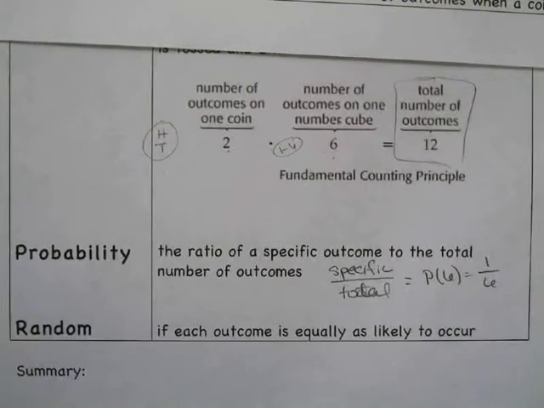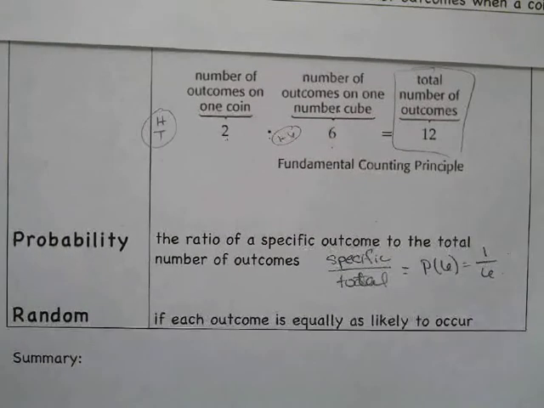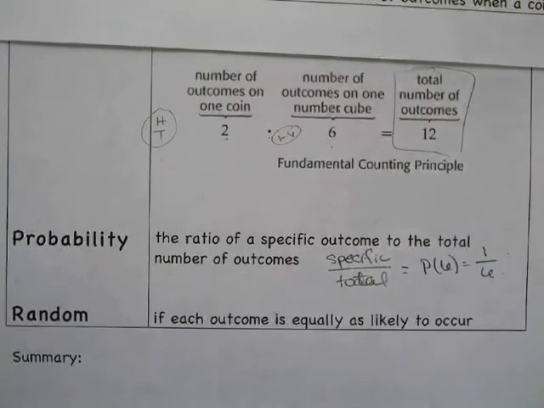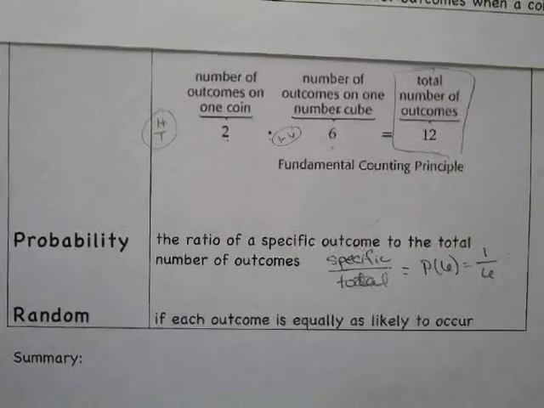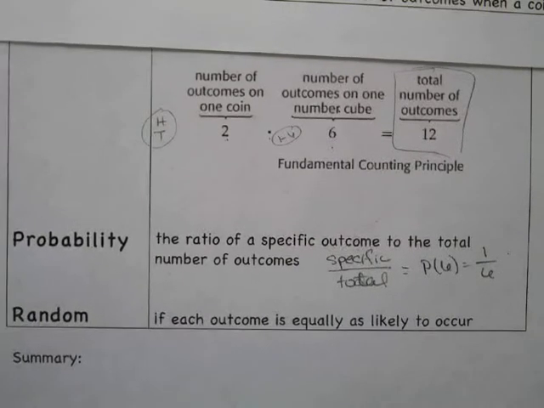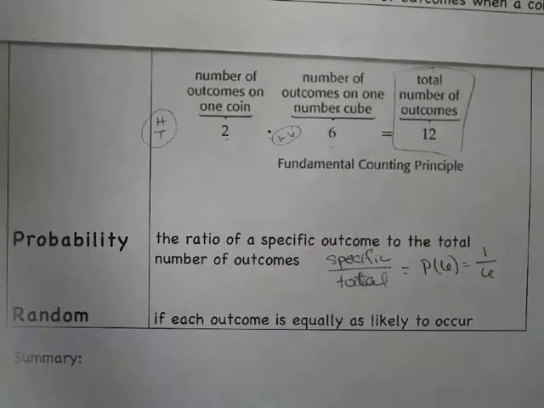If each outcome is equally likely to occur, it's called random. So a random outcome, like flipping a coin, spinning a spinner, rolling a number cube, those are all random things. There's nothing that affects what number is going to pop up or whether it's going to be heads or tails or what color ends up on the spinner. So let's look at some quick examples.